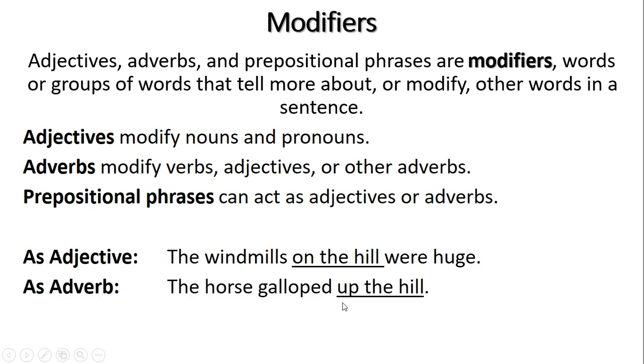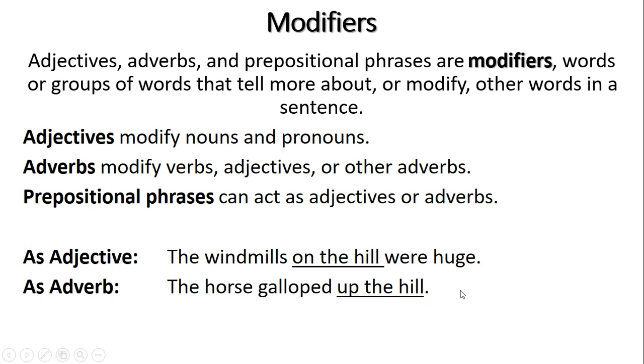Here's another sentence. The horse galloped up the hill. Now, my sentence is basically the horse galloped. Up the hill is my prepositional phrase. What's going on with the words up the hill? Is the horse up the hill, or is it galloping up the hill? Well, hopefully you realize that in this particular sentence, the words up the hill are telling us where they galloped. So the words up the hill in this sentence are actually modifying the verb. And since this prepositional phrase is modifying the verb, it's being used as an adverb.